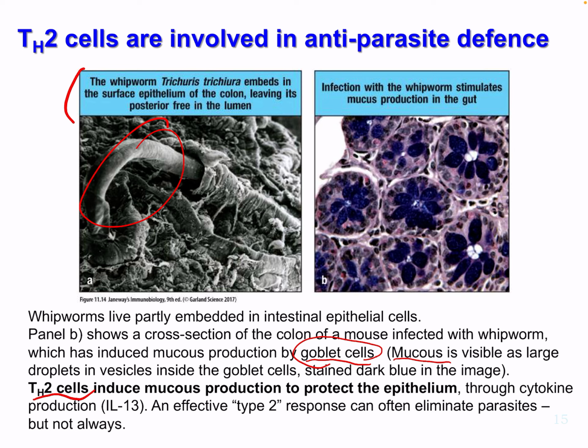These Th2 cells induce mucus production to protect the epithelium through cytokine production of IL-13, and an effective type 2 response can often eliminate parasites, but not always.